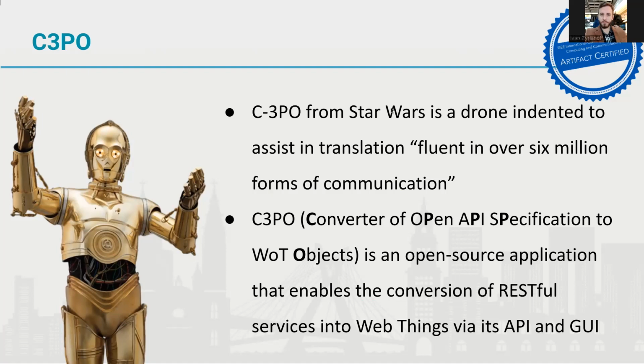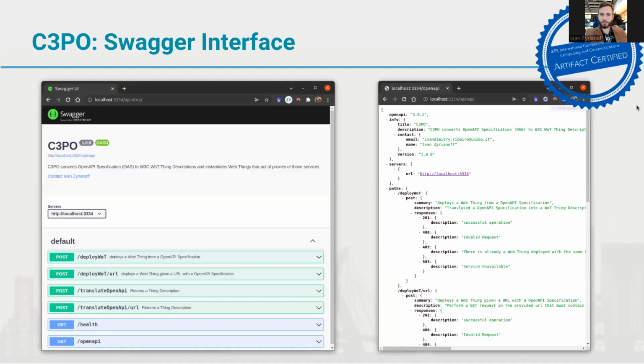Okay, so this software was certified as an artifact, and there is a 2-page paper in the PerCom proceedings about it as well. It's open source, of course. So it has, of course, a Swagger interface as well. So this is an interface of the service. You interact with it only through its API.